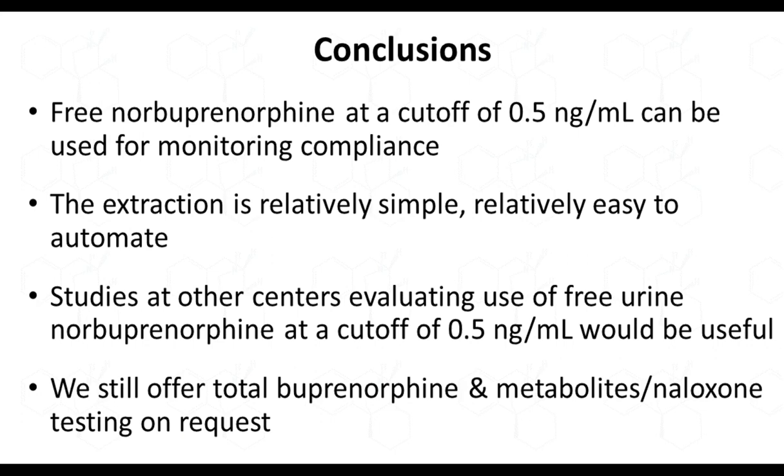When we were doing the total protocol, we purchased it with norbuprenorphine glucuronide, buprenorphine glucuronide, and naloxone glucuronide in it so that we could QC our hydrolysis process. But now that our primary testing mode is just free, we're purchasing it with the free drug present, and that's worked well for us. We feel strongly that we don't like to make up both the QC and the calibrators ourselves. If we make up one, we'd like to purchase the other commercially so that we have a check on our accuracy.